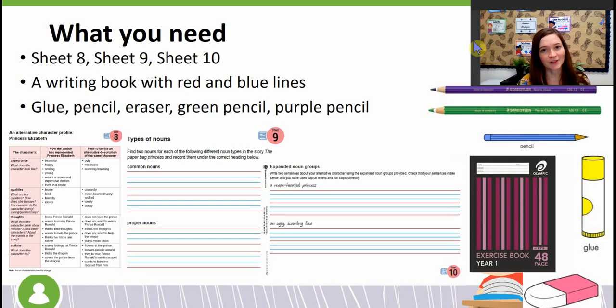If you don't have either of those colours, don't stress too much. Just go and grab 2 other colours that are similar. You just need to have 2 colours that are different. Okay, pause the video, go and grab those things, and then come back when you're ready.